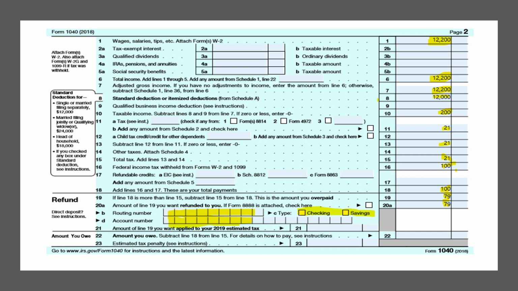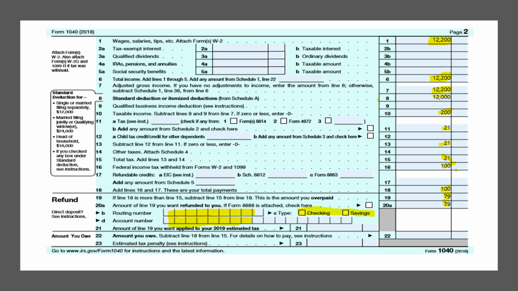You will not have a child tax credit, so the same amount will go on line 13. You will also not have any other taxes, so again the same amount will go on line 15. Line 16, your federal income tax withheld, can be found in box 2 of your Form W-2. It will also be labeled Federal Income Tax Withheld. In our example, it is $100.